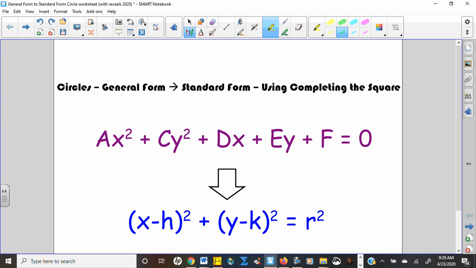But looking at this doesn't tell us the radius. It doesn't tell us where the center is. This is a much more useful form, the standard form. So let's see how you did on this.